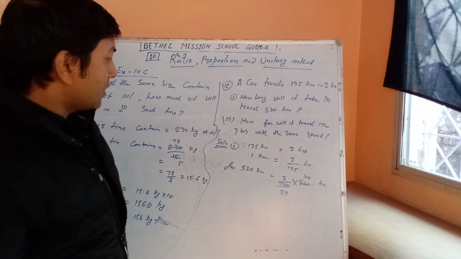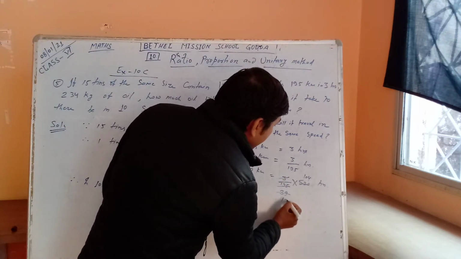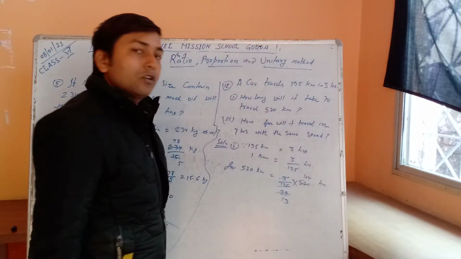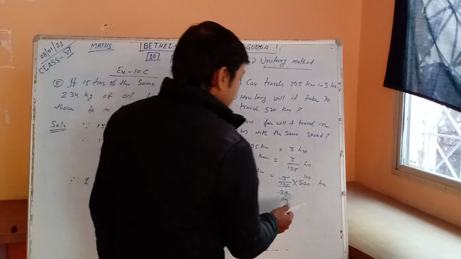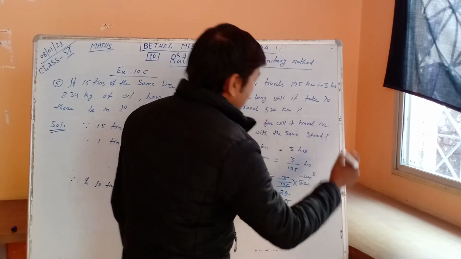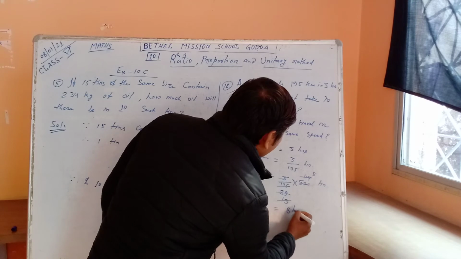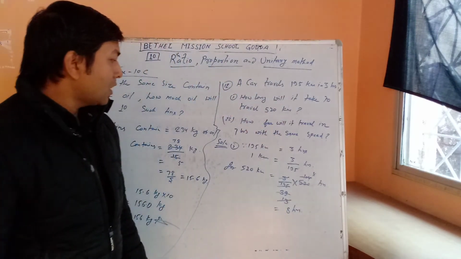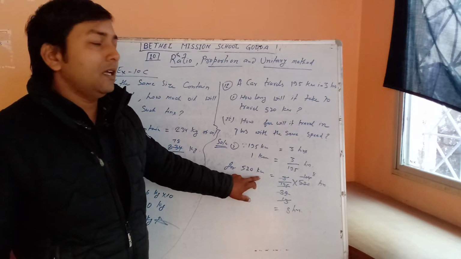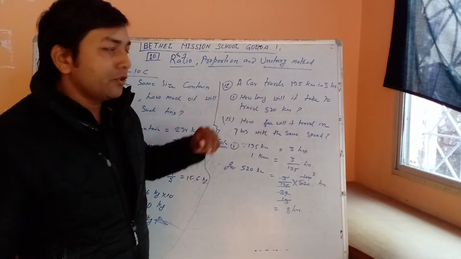And by 3 it can be cut, and by 13 this can also be divided. So that is 8 hours. So 520 kilometers is traveled in 8 hours. For the first question you got the answer.